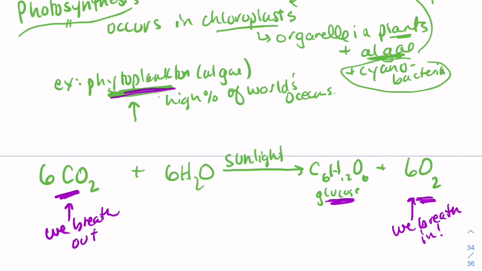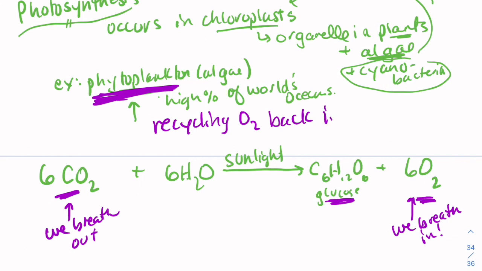So what the phytoplankton are doing is we say that they are recycling oxygen back into the atmosphere. They help maintain a balance. That's why the phytoplankton that are living on the surface of the world's oceans are so important, and why we don't want to continue to throw garbage into the ocean and acidify the ocean and kill off the phytoplankton.